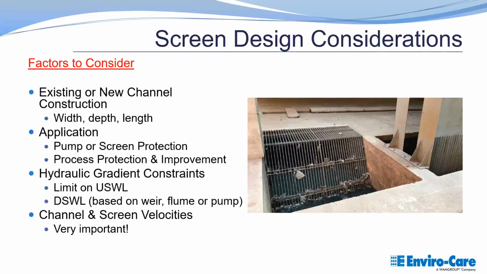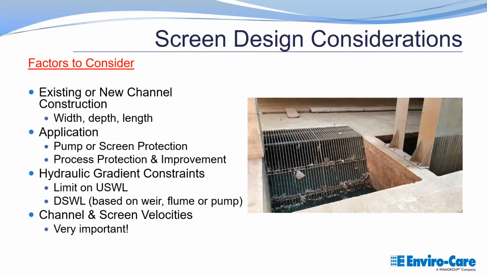Then you've got your hydraulic gradients. Do you have a limit on the upstream water level? Are we going to be flooding your channel? Are we going to be flooding a basement upstream? Homeowners hate flooding basements. Similarly, do you have a downstream water level limitation? Typically, a screen wants as much downstream water level as possible, because that means more screen in the flow. The more screen in the flow, the more flow we can put through it.